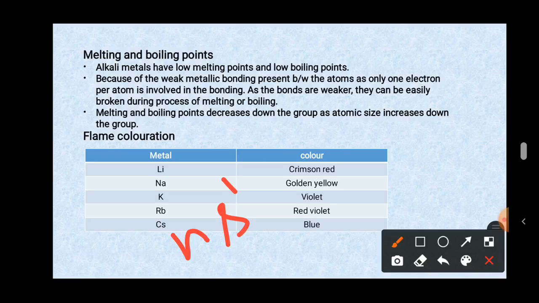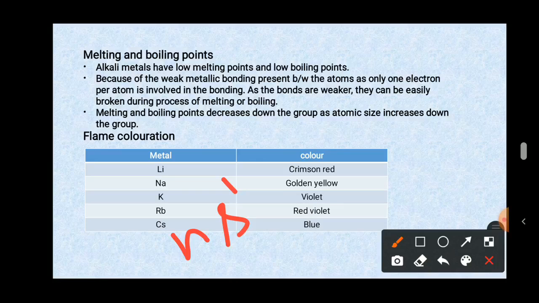So it is easy to break the bond. Only a low temperature is enough to melt or boil the alkali metals. Since francium is in a liquid state, that's why we use the term boiling point. Francium is in a liquid form; the other metals are in the form of solid.